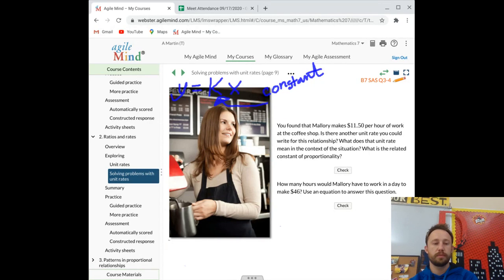You found that Mallory makes $11.50 per hour of work at the coffee shop. Is there another unit rate you can write for this relationship? What does that unit rate mean in the context of the situation? And what is the related constant of proportionality? How many hours would Mallory have to work in a day to make $46? Use an equation to answer the question.